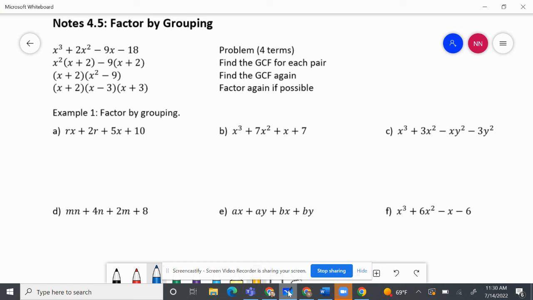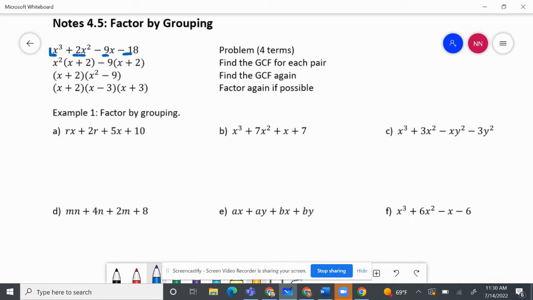What we're going to do is factor by grouping. We factor by grouping when there are 4 terms. So when we're looking at this polynomial, notice that we have 4 terms. The method that we're going to use whenever we have 4 terms is factor by grouping.